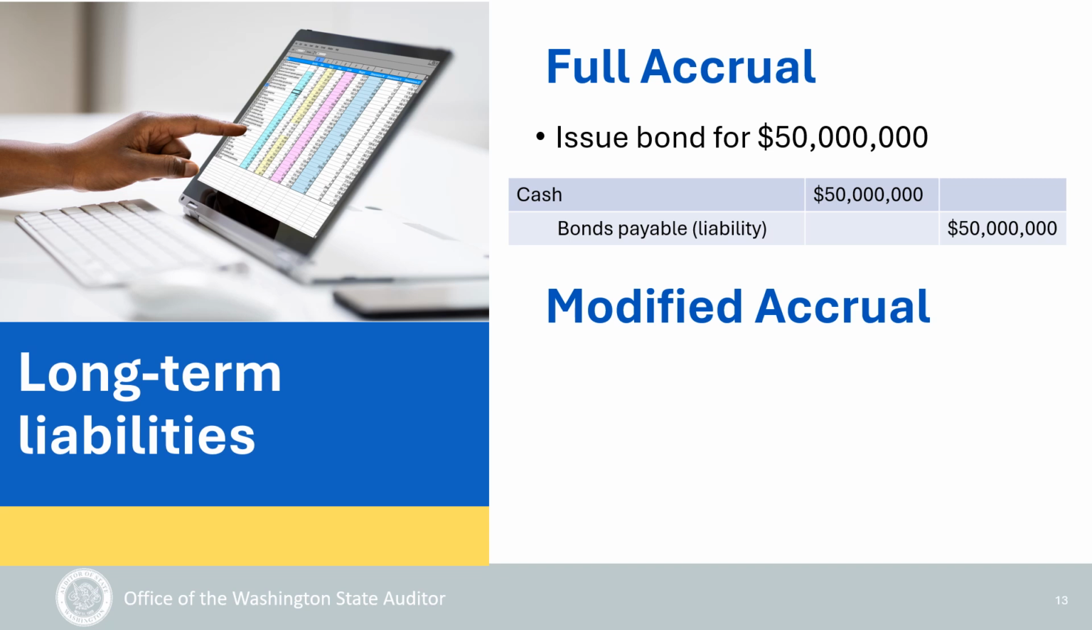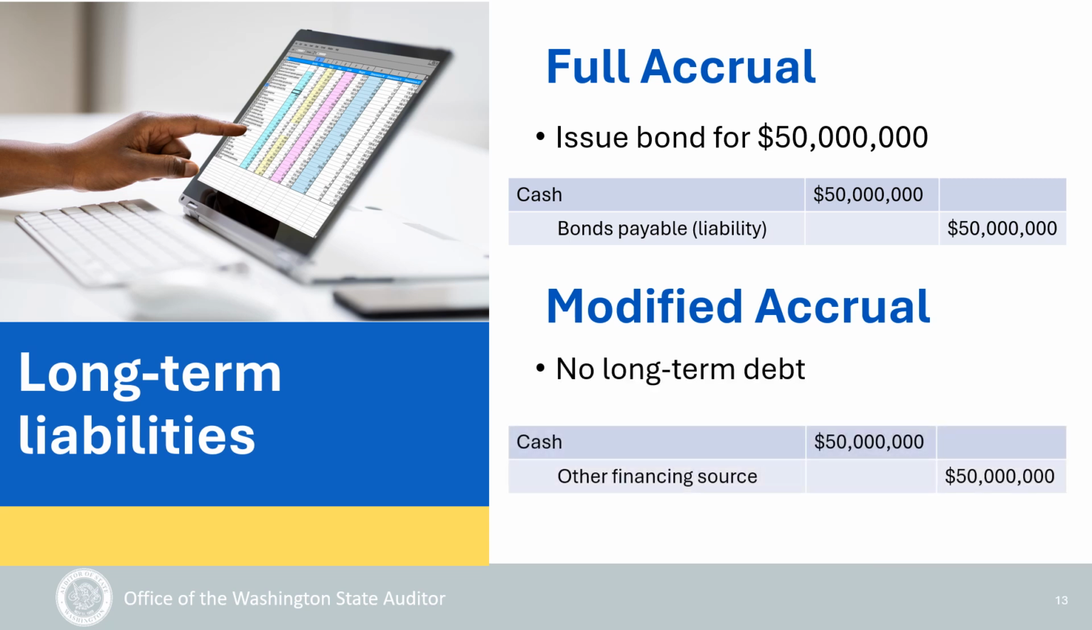Modified accrual, however, does not report long-term debt. We do need to report that increase in cash though, so we still debit cash. It's the credit side of the journal entry that's different. This time we report what we call an other financing source. Other financing sources increase the total fund balance similar to revenue, but it's reported in its own section of the financial statements, separate from traditional revenues.